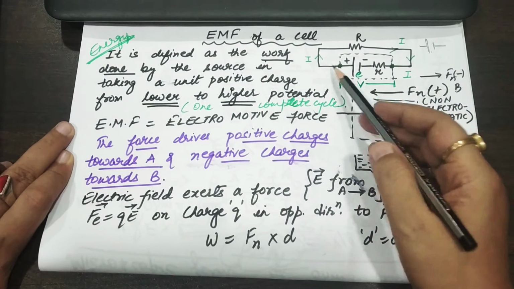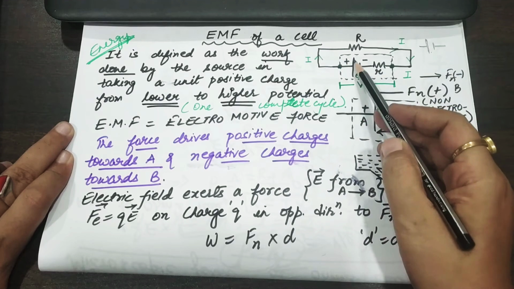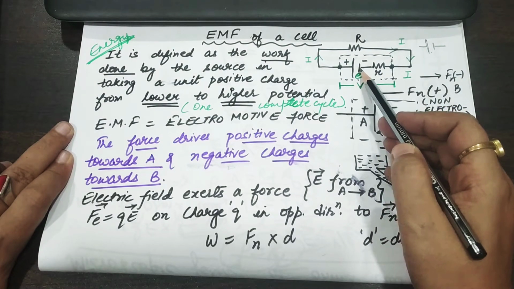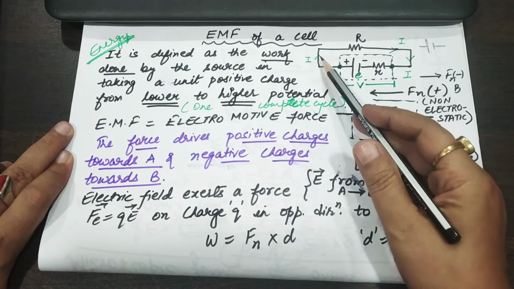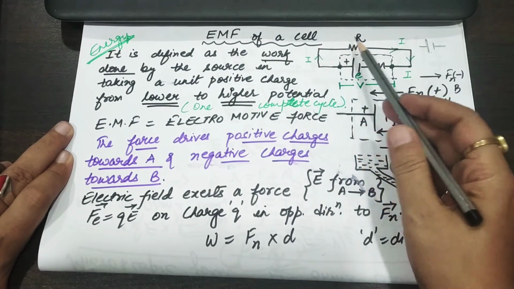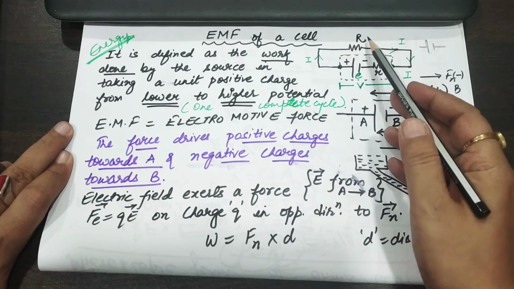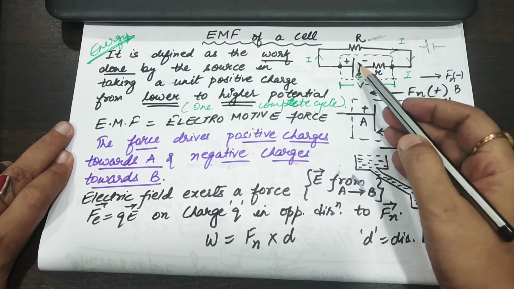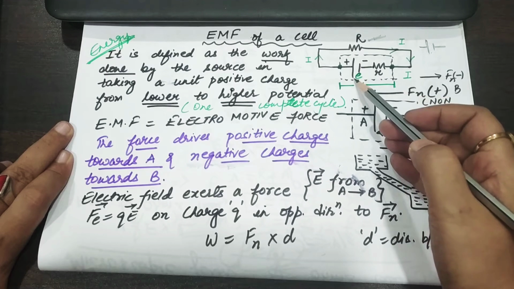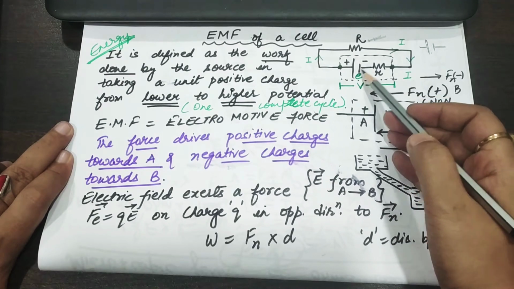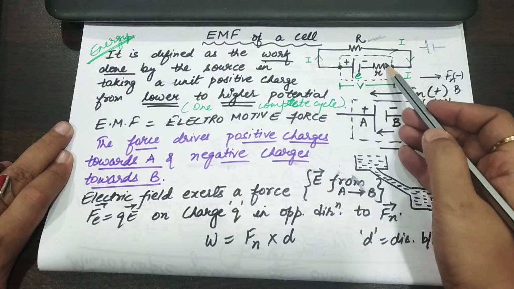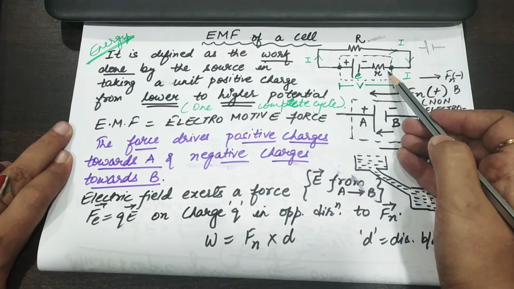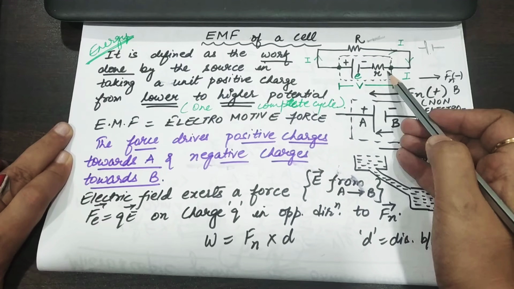So I have taken a particular circuit in which there is a cell attached. Cell means it is a source of energy. It will give some energy that will run any other device connected to the circuit. That energy will be used by the load, right? And this cell will have one positive terminal, one negative terminal, and it will have some internal resistance. Later in the chapter we are going to discuss the internal resistance of the cell also, right?